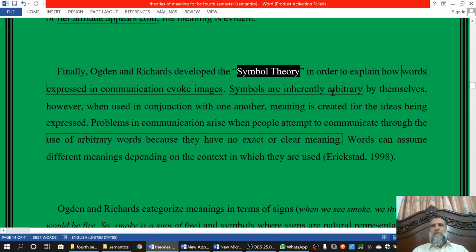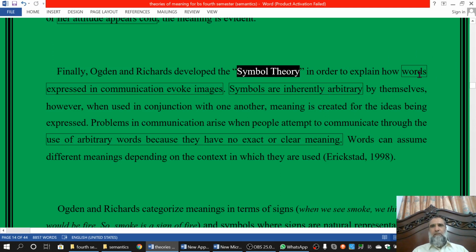This fact that there is no one-to-one relationship between the symbol and the thing it represents is referred to as arbitrariness. So we say that the relationship between the symbol and the thing it represents is arbitrary.